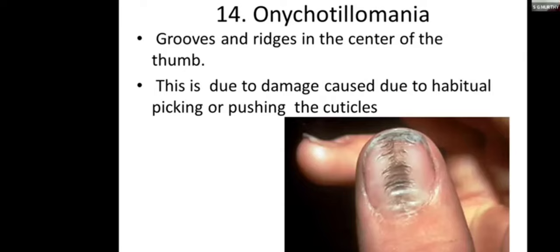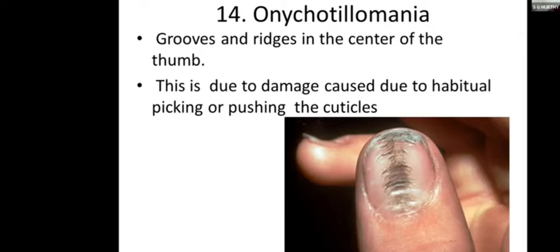Onychotillomania. Now onycho is nail, tillo is traction, mania is mania. So this is something related to the mind, where the patient keeps on rubbing the nail in the center, and it causes damage in the center of that nail. You know, some people have that habit of doing like this, and that is how they damage the center portion of the nail, and this is what is seen.